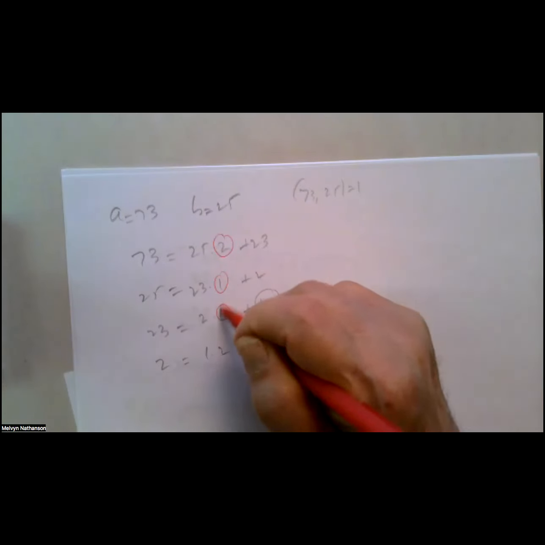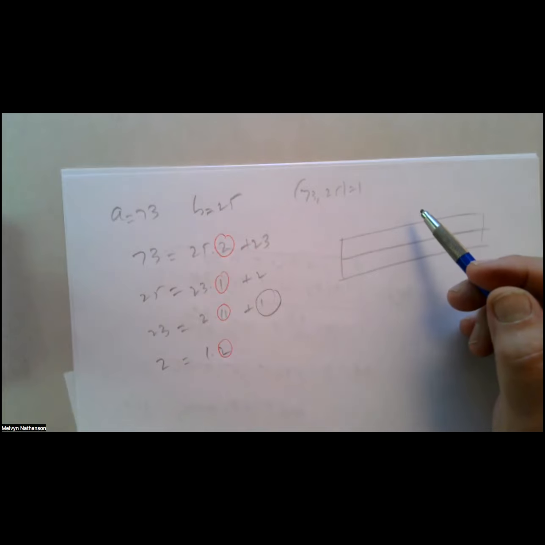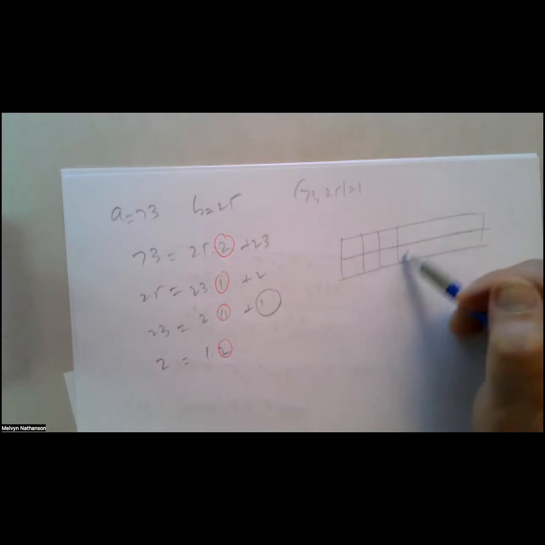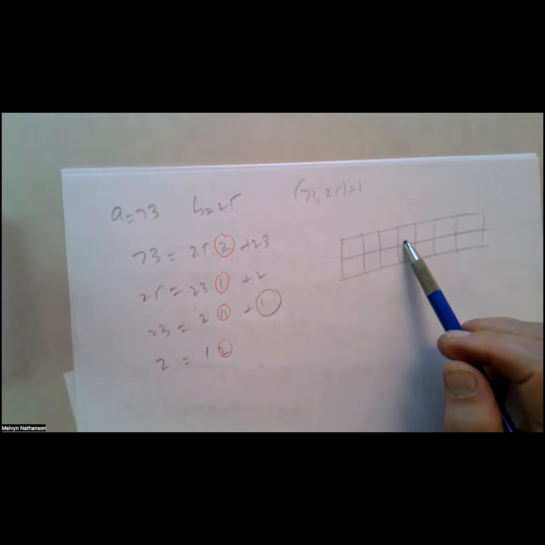Now, what are the quotients that we got in this algorithm? The quotients were 2, 1, 11, and 2. So, let's see. Suppose we set up a box or an array of boxes. I have 1, 2, 3, 4, 5, 6. That's all I need.